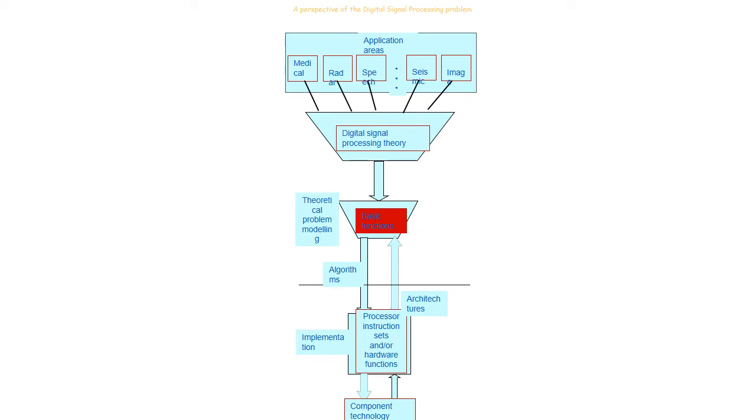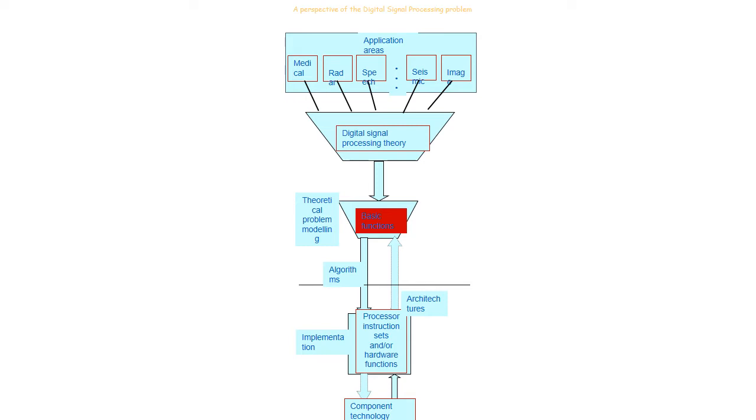Next is the perspective of digital signal processing problems. Here we look at the application areas where we use digital signals. First we have the component technology. That component technology passes into the processor instruction sets and hardware functions, which are used for implementation as well as the architectural process.